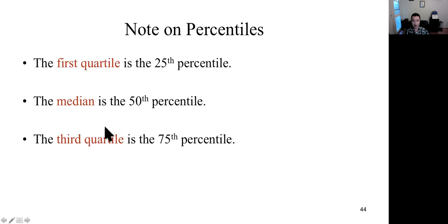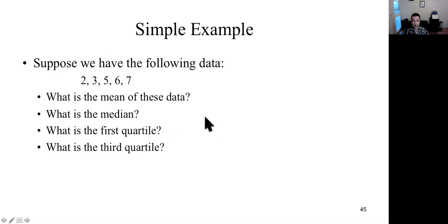All right, and you probably already guessed it. The first quartile is the 25th percentile. The median is the 50th percentile, and the third quartile is the 75th percentile. So the idea is simple, and the calculation is also very similar. Let's have a look at a sample calculation.